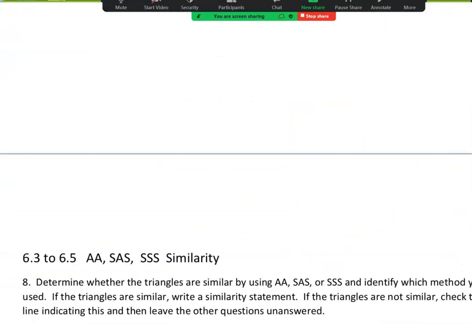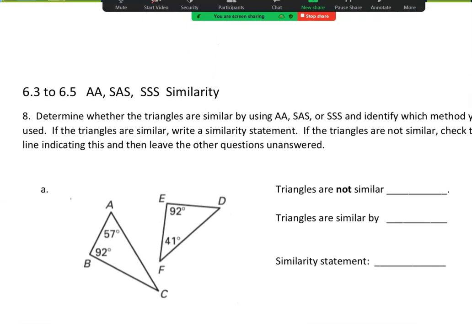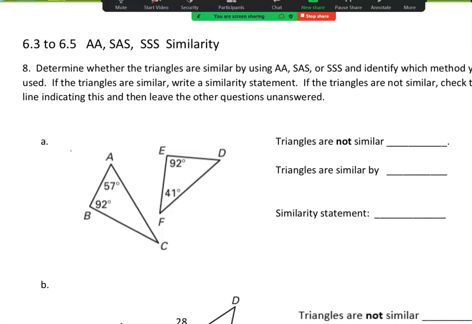Now let's go on. So far we have done 6, 7. Why don't I go ahead and do 8? I may even do 8 and 9. Okay, let's talk about 8. So 8 says I'm going to use angle-angle, side-angle-side, and side-side-side similarity. It says determine whether the triangles are similar by using any of those, and identify which method you use. If the triangles are similar, write a similarity statement. That will go right here, okay? If the triangles are not similar, check the line indicating this, and then leave the other questions unanswered.